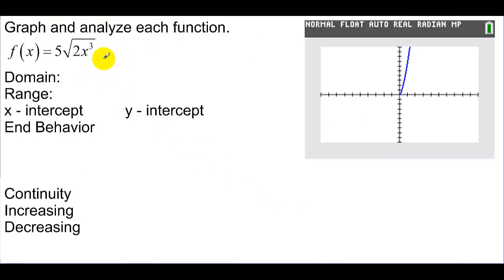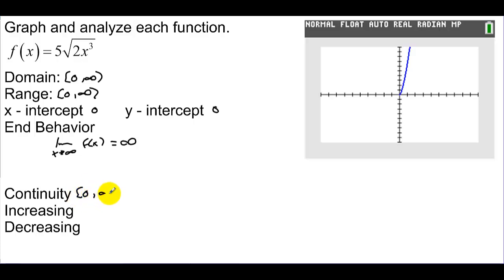Graph and analyze each function. We have 5 times the square root of 2x to the third. Since we're taking an even root, we can't allow x to be negative. So the domain is 0 to infinity. The range is also 0 to infinity. The x-intercept is 0, the y-intercept is 0, and the end behavior is the limit as x approaches infinity of f of x is shooting up to infinity. So as x goes to infinity, y is shooting up to infinity.